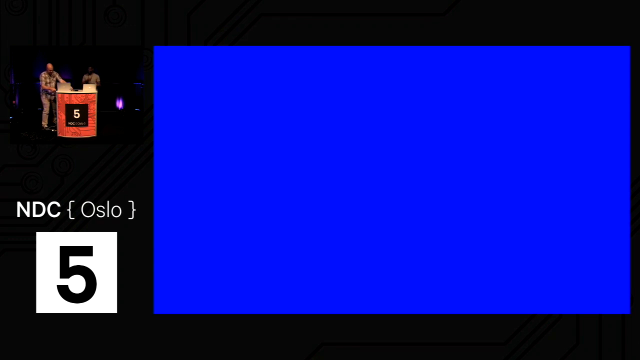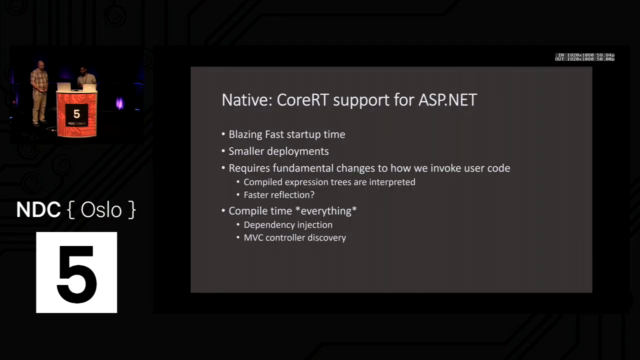Slide. CoreRT. CoreRT is the BCL and the runtime written in C# and compiled to native code. Does that make sense? It's pretty cool though, right? CoreCLR is JITted, runs dynamic code, and it's written in C++ and C#. CoreRT doesn't have a JIT. It's compiled to native code, and it's written in C#.